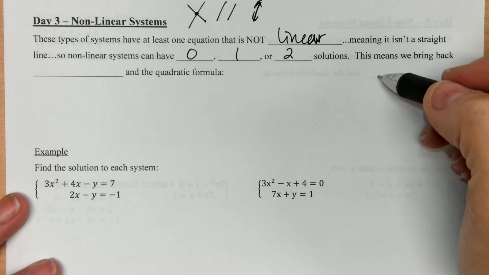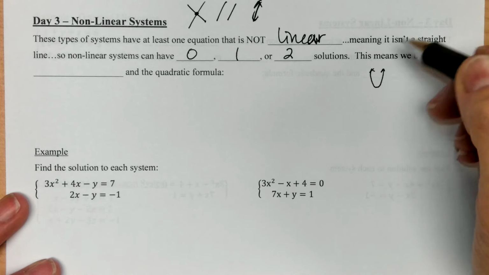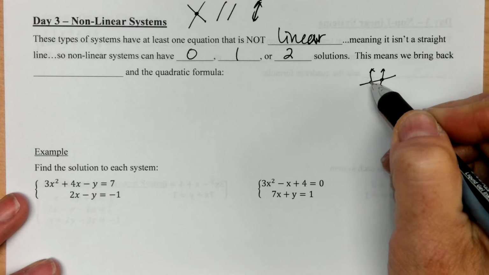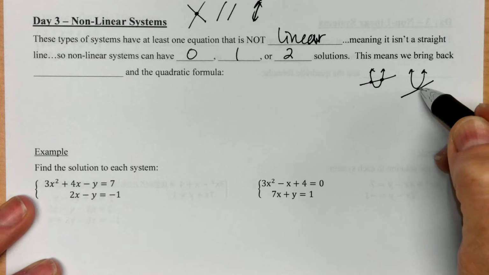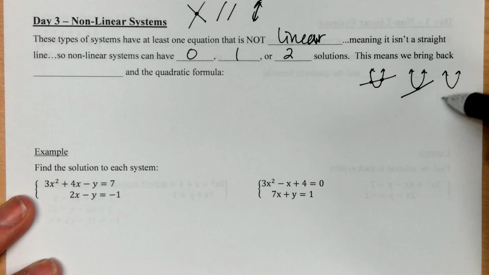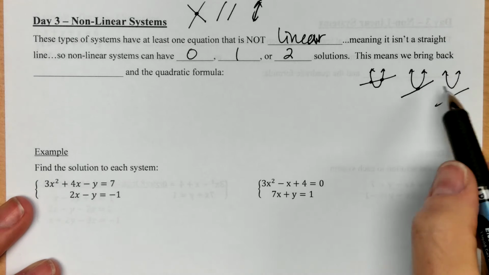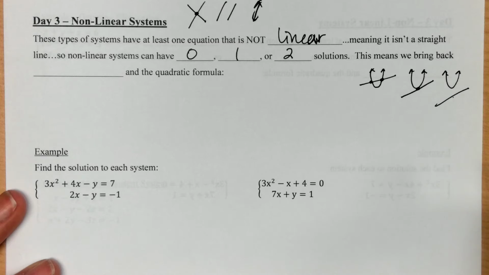And what I mean by that is, let's just say we had our parabola. I could hit the parabola twice. That's how I would get 2 solutions. I could hit the parabola 1 time, or I could hit it 0 times. So you could have 0, 1, or 2 solutions depending.